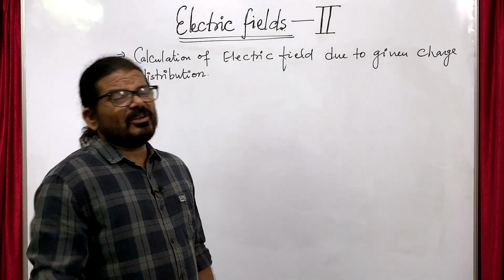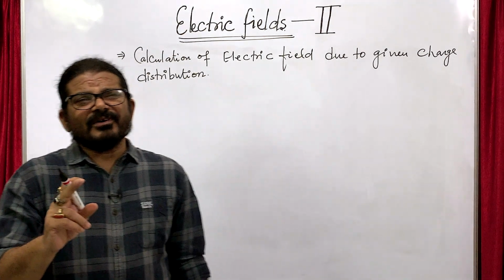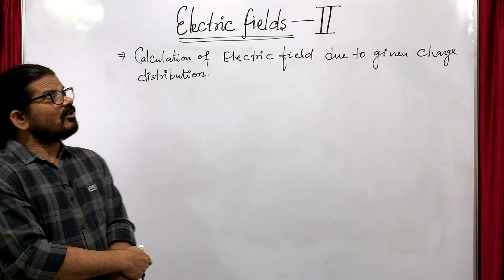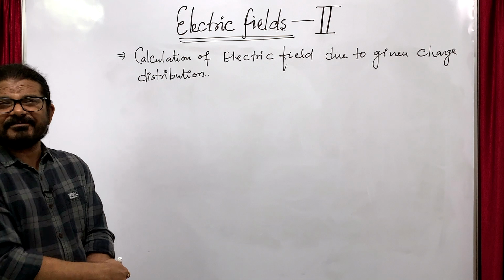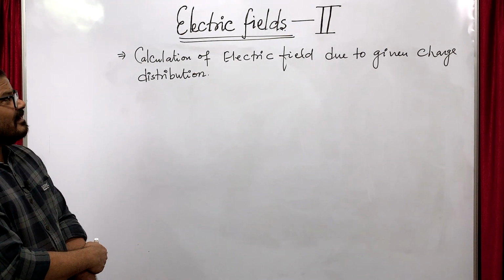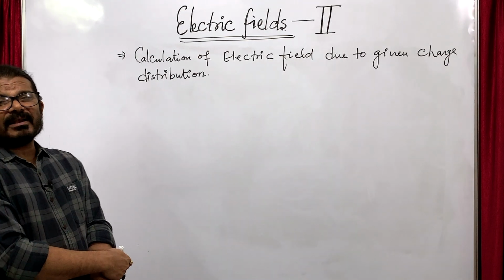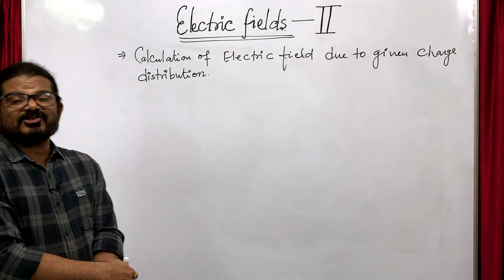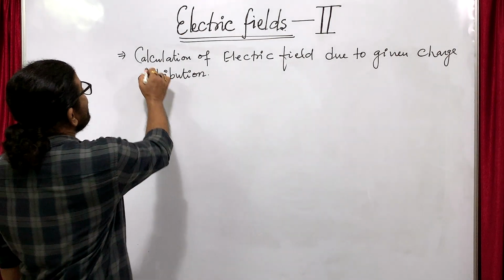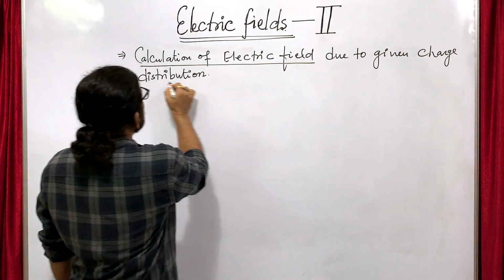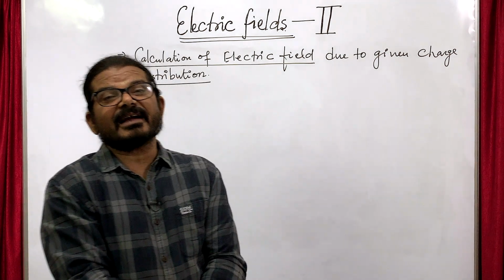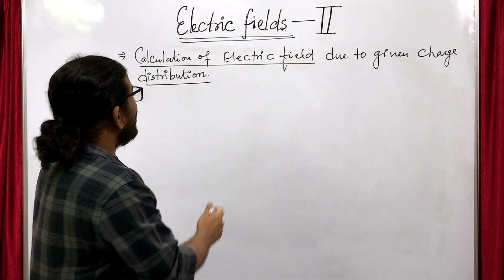Because via Coulomb's law, you have seen the force between two point charges, and also you have calculated the electric field due to a point charge. But charges do not always exist like a point charge. It is an ideal concept, and now we are going to calculate the electric field due to different distributions of charge, or we can say extended charge. So, charge distribution.